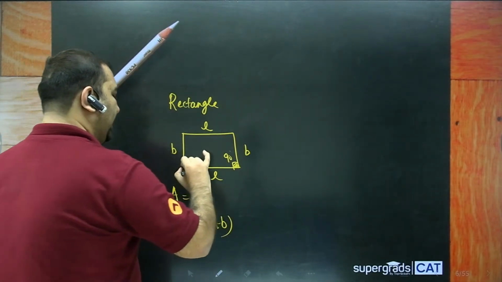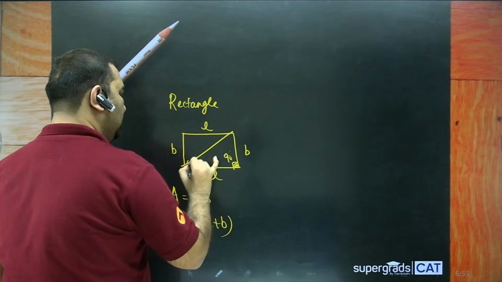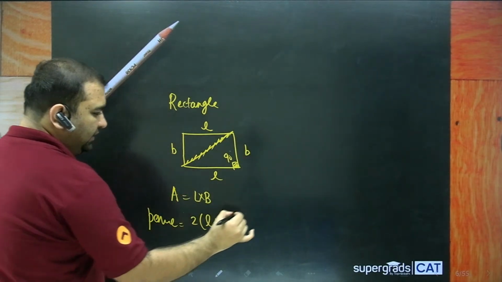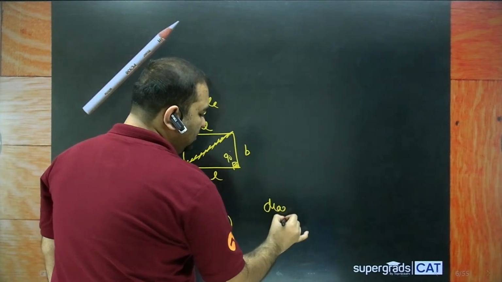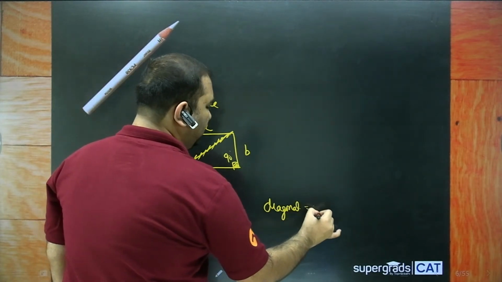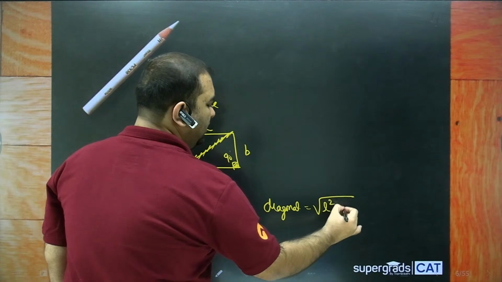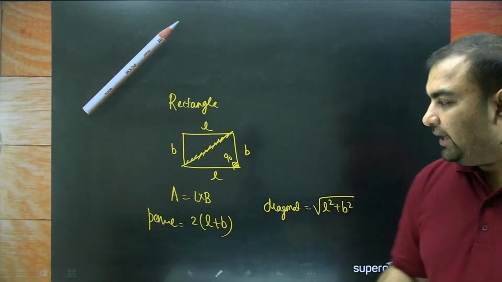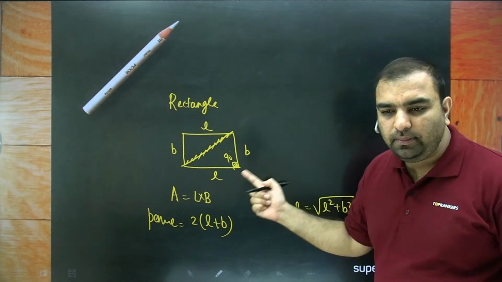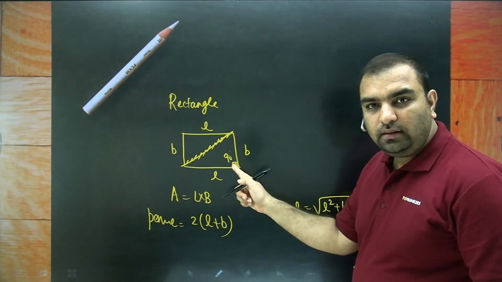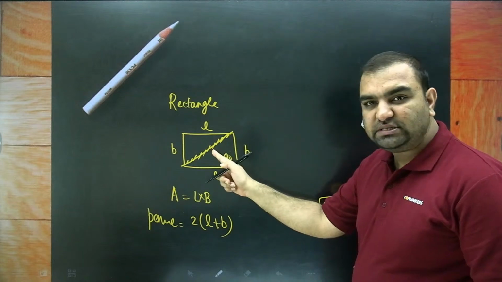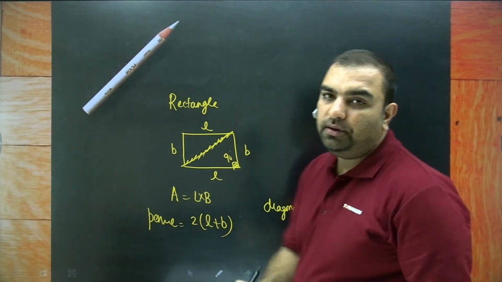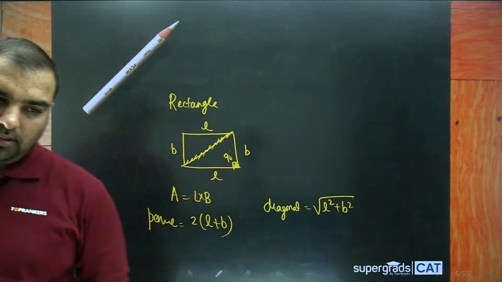And what is the diagonal length? Diagonal length is under root of L square plus B square because of the application of Pythagoras theorem in it. Since the angle is 90, Pythagoras will apply, and then the diagonal length will come out as under root of L square plus B square.